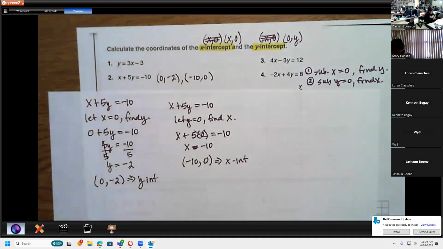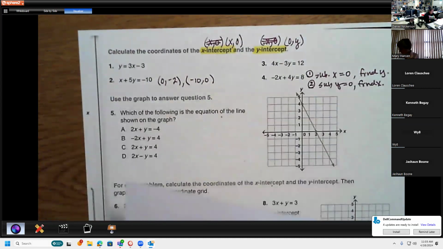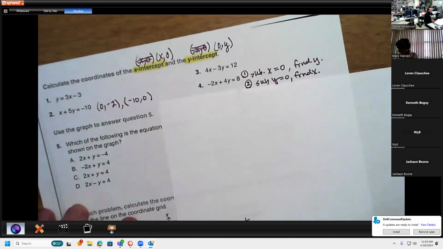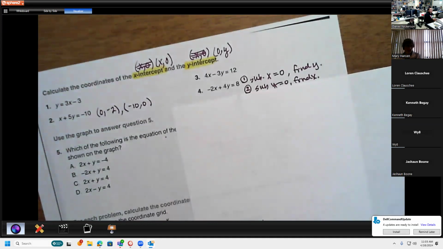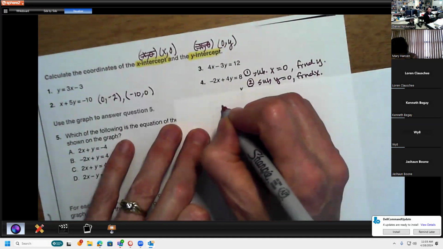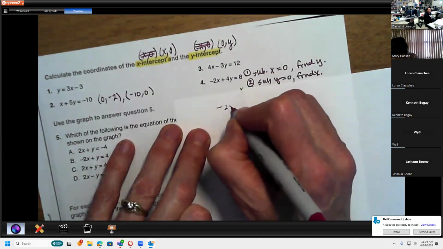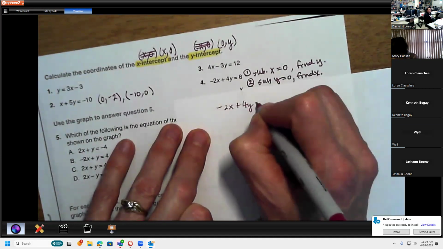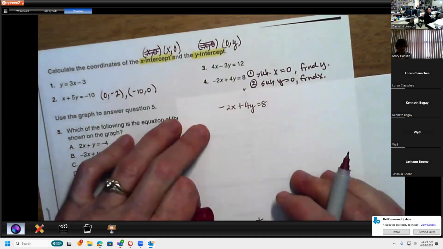Okay, let's take a look at this one. If you're not quite done, that's okay. We'll see if you're stuck, we can get you going again. Okay, so we have the equation negative 2x plus 4y equals 8.